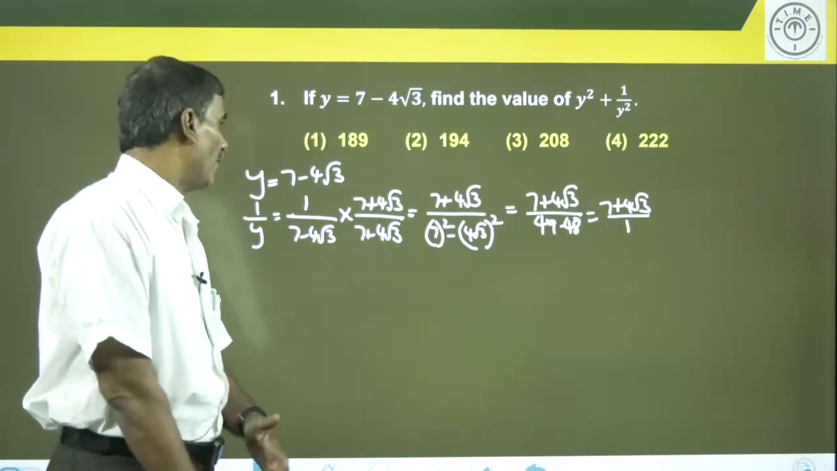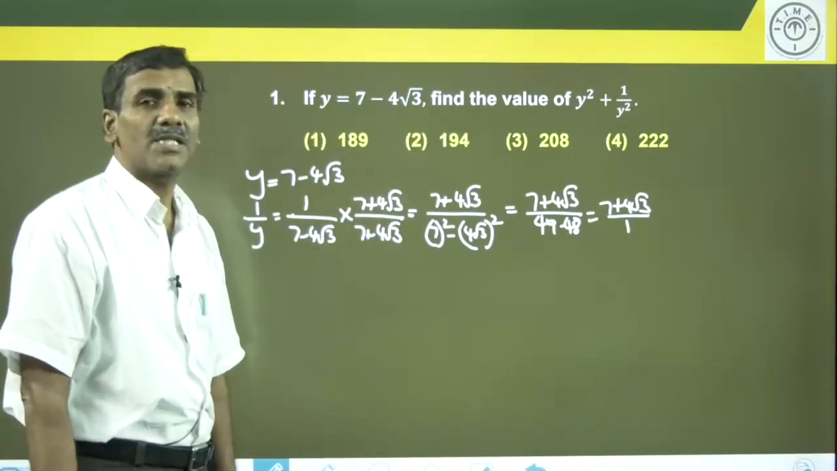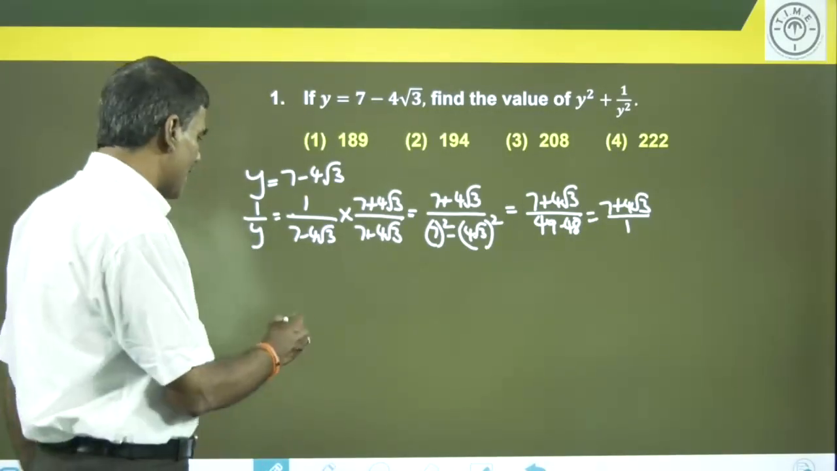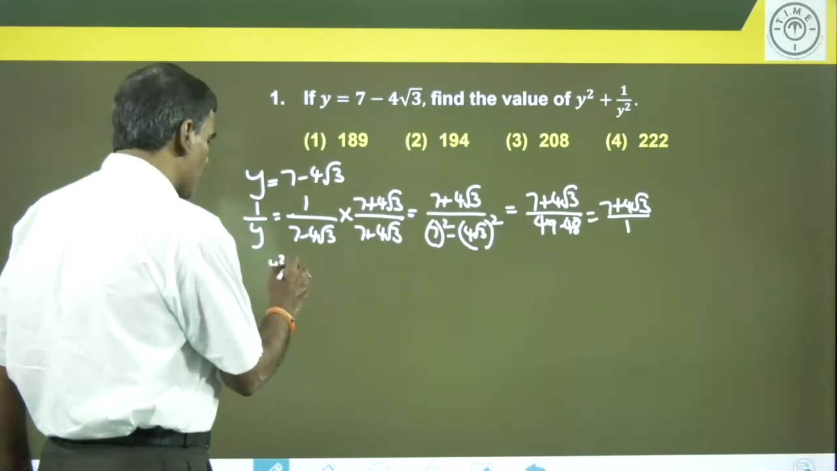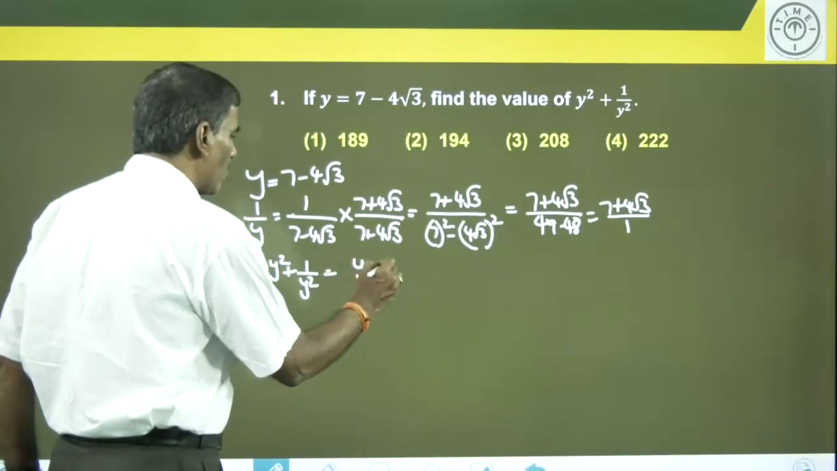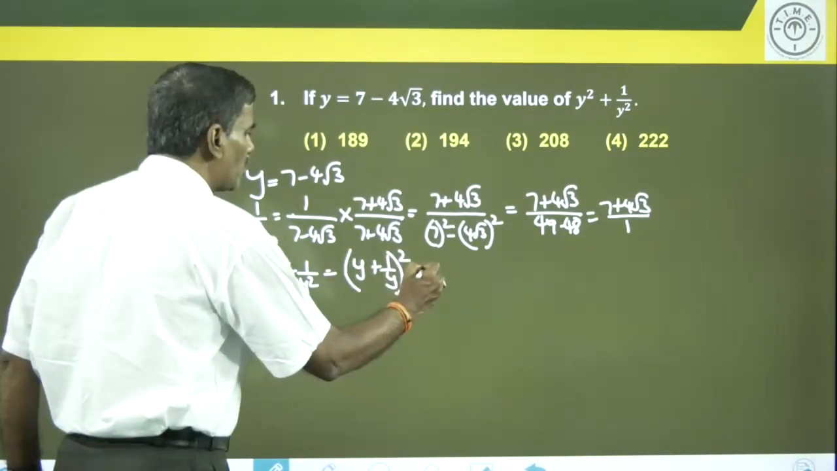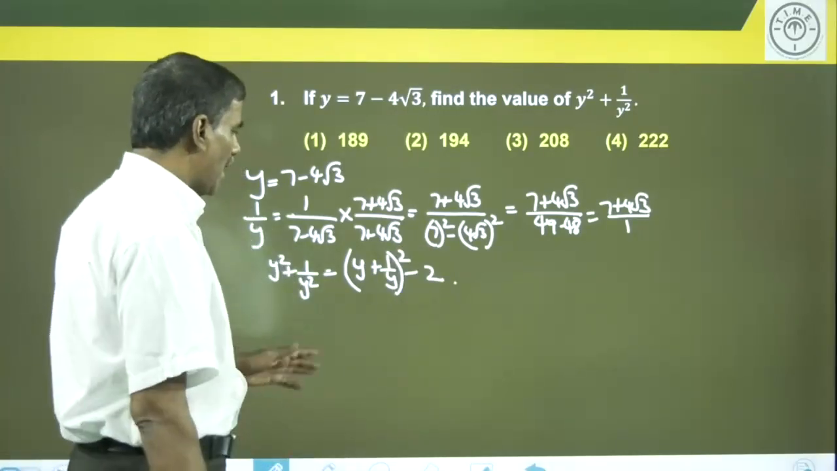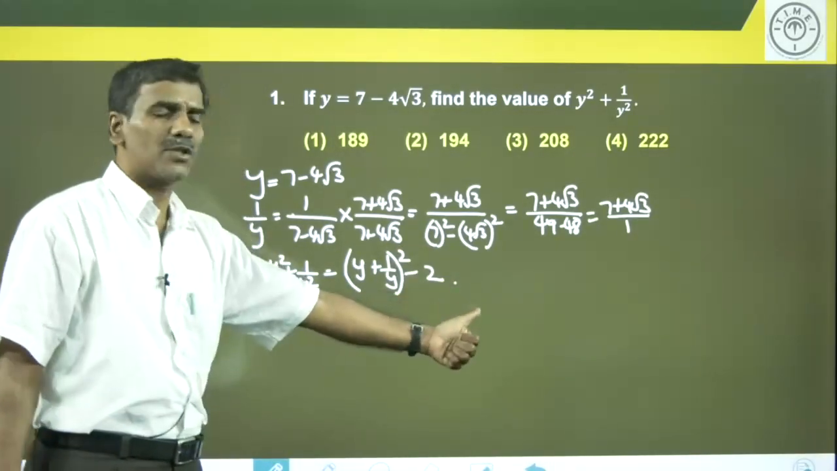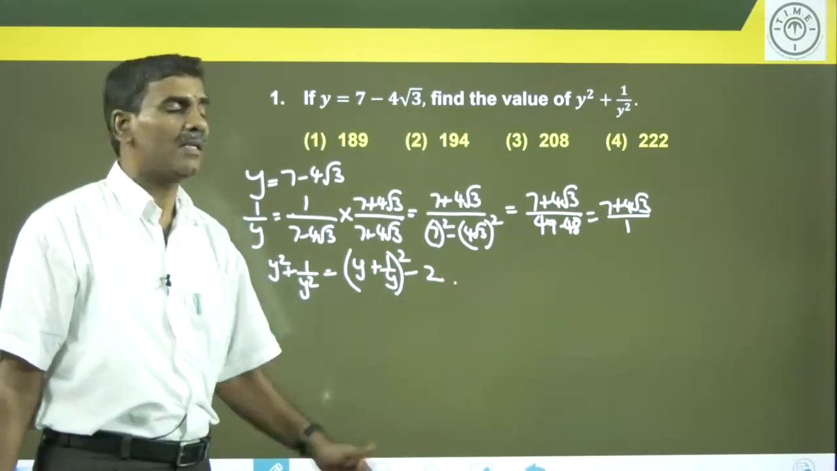So now we know y value and we know 1 by y value. We are basically interested in how much y square plus 1 by y square is. So can we say y square plus 1 by y square is nothing but y plus 1 by y whole square minus 2 or not? Because a square plus b square is nothing but a plus b whole square minus 2ab. But in this case, a and b are y and 1 by y, so they can be cancelled there.